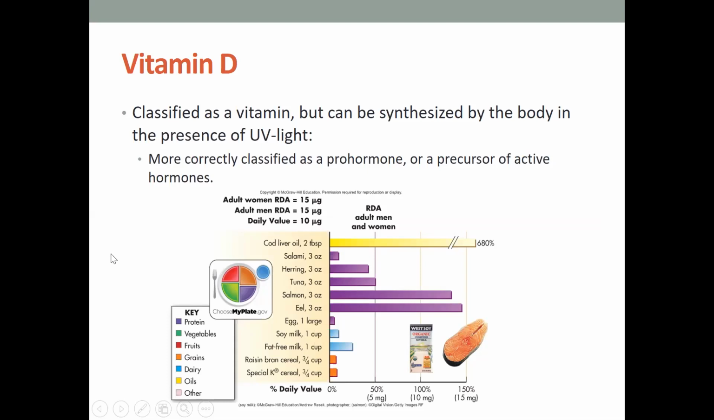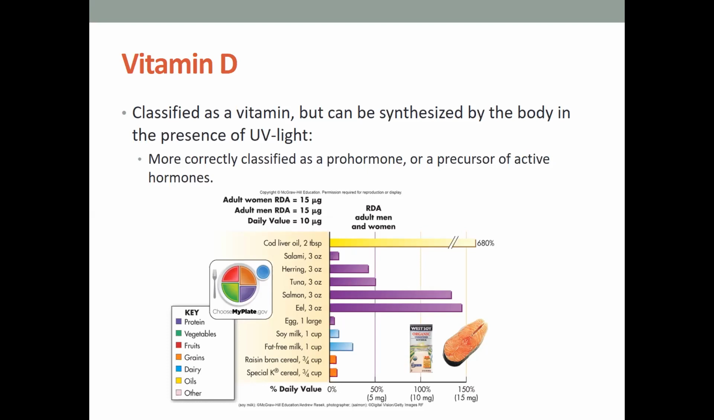Vitamin D is kind of cool anyway, even though it's classified as a vitamin. It can be synthesized by the body in the presence of UV light. So this is why we often call it the sunshine vitamin. If we probably understood vitamin D better as we were discovering all the vitamins, it's really more like a prohormone or a precursor of active hormones than it is a vitamin.